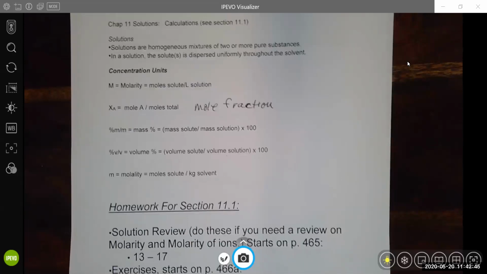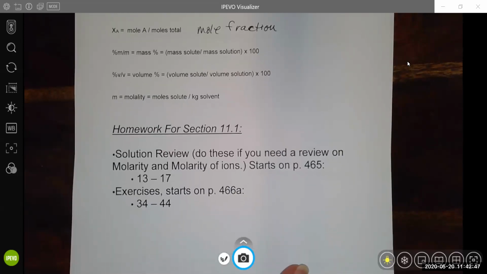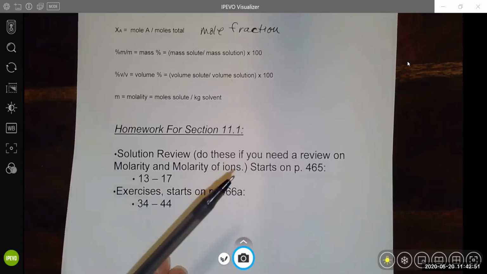So over here, as I mentioned, this is the homework for this section only. There's going to be more homework for later sections. So let's get to some calculations.